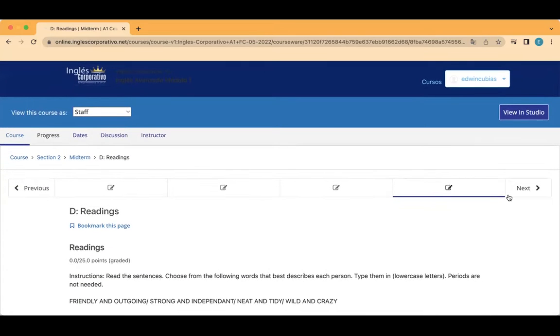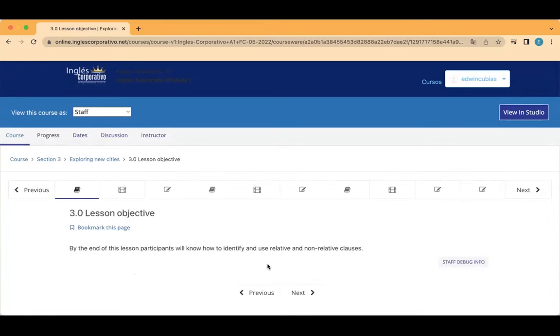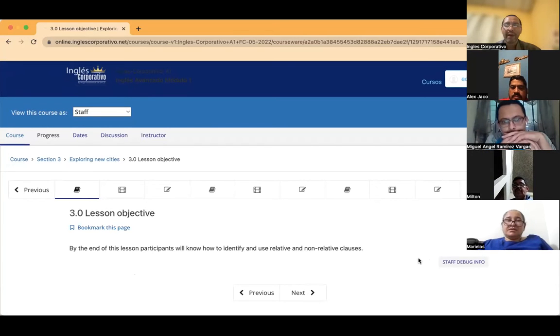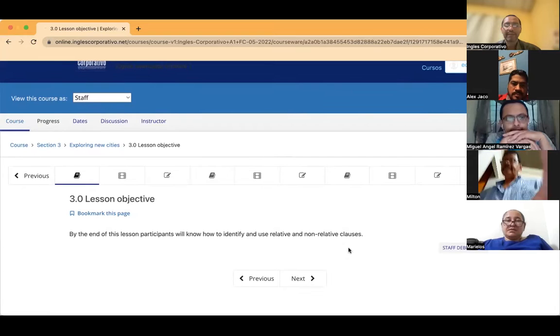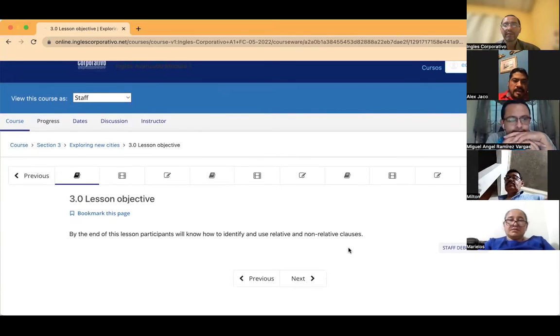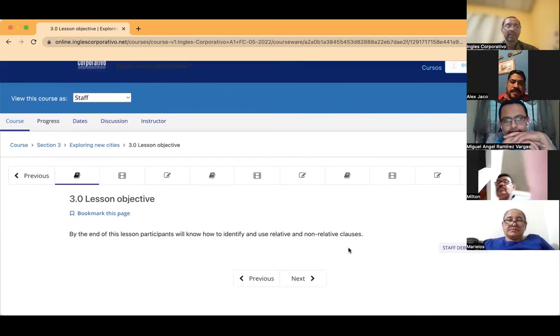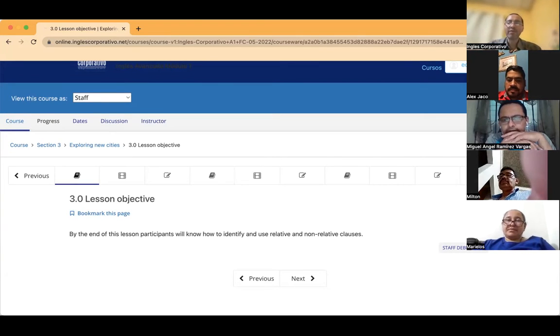All right, perfect then. That means we are ready to begin our unit three. We're going to start on Monday, but today we're going to take a look at the objective. Let's read a little bit about what we're going to learn in unit three. Alex, please read the objective. Okay. By the end of the lesson, participants will know how to identify and use relative and non-relative clauses. So really the idea of relative clauses is just, you can think, more information. That's it. It's more information. So you add the information to the sentence.